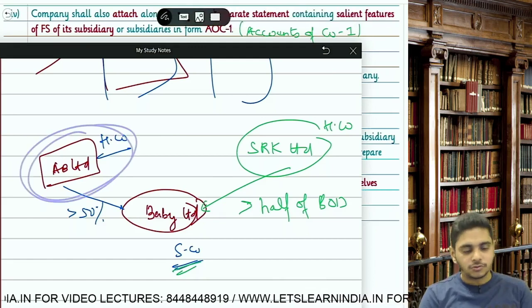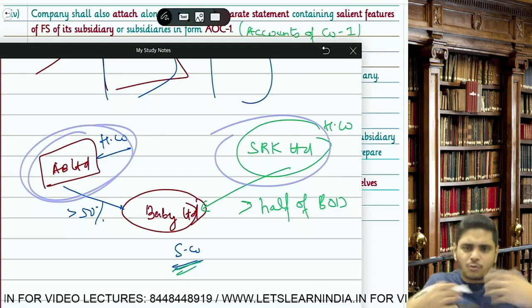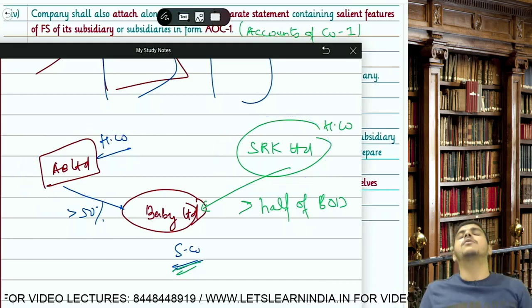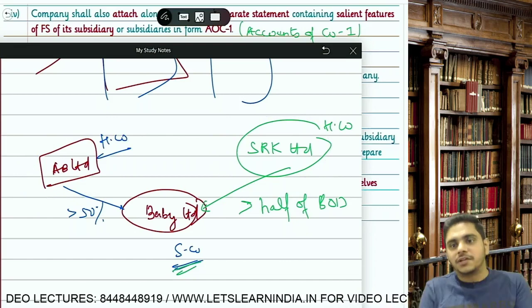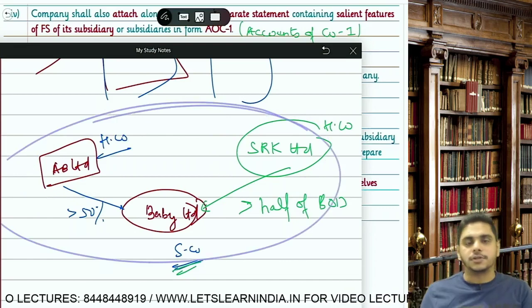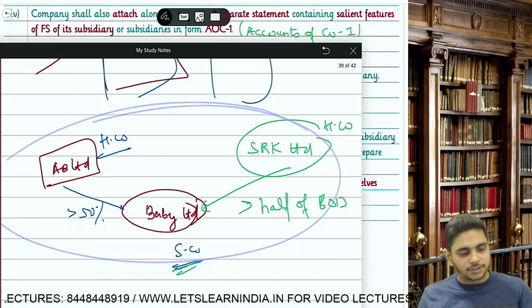AB will do conso, or SRK will do, or both will do, or none will do. Who will do conso? Both. Both the companies will have to do consolidation.